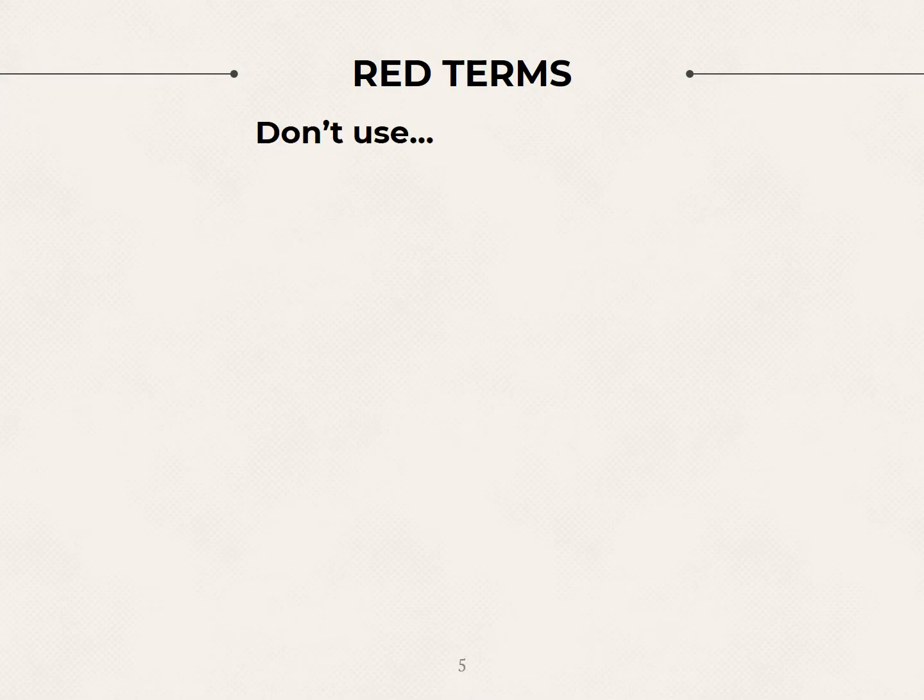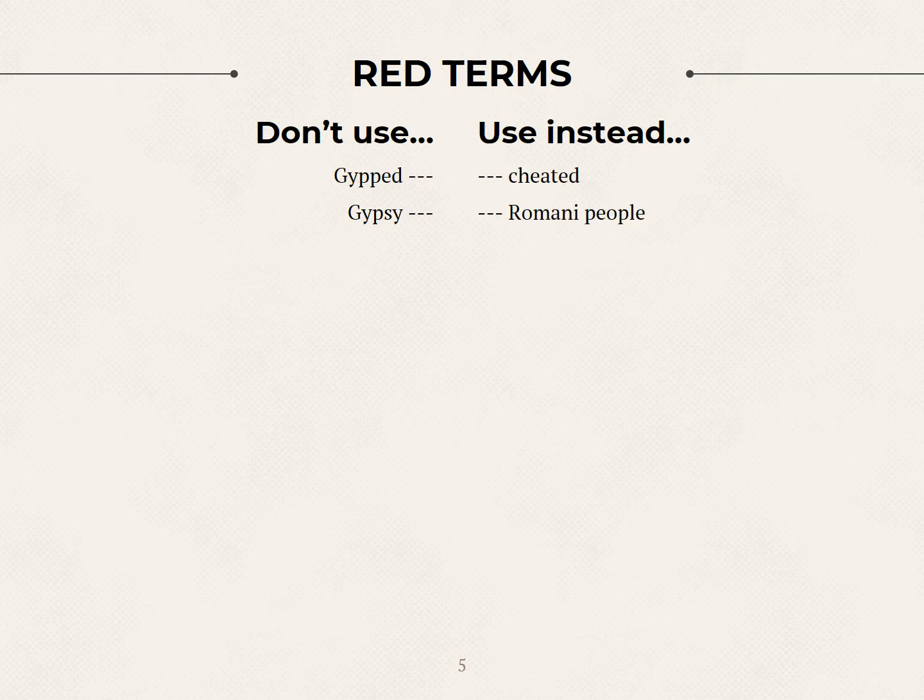First, we have gypped, which is derived from gypsy. Both are slurs and should not be used. Instead of gypped, I encourage you to use cheated, and instead of gypsy, use Romani, which is the preferred term for people of that ethnicity.